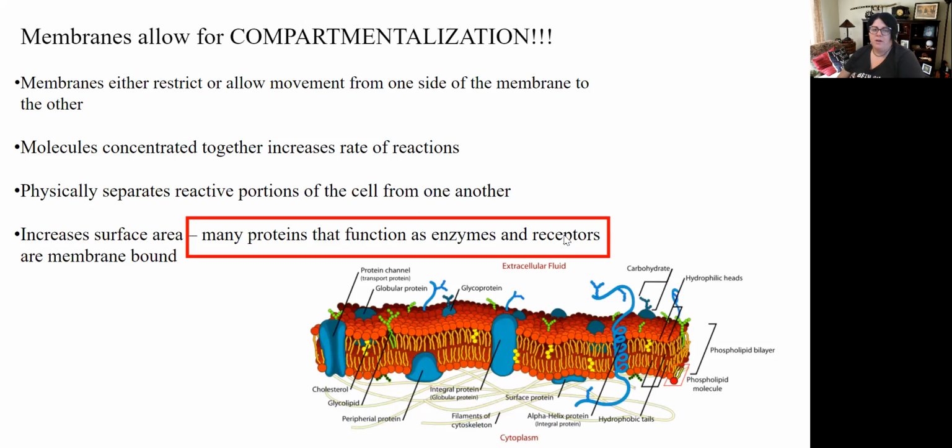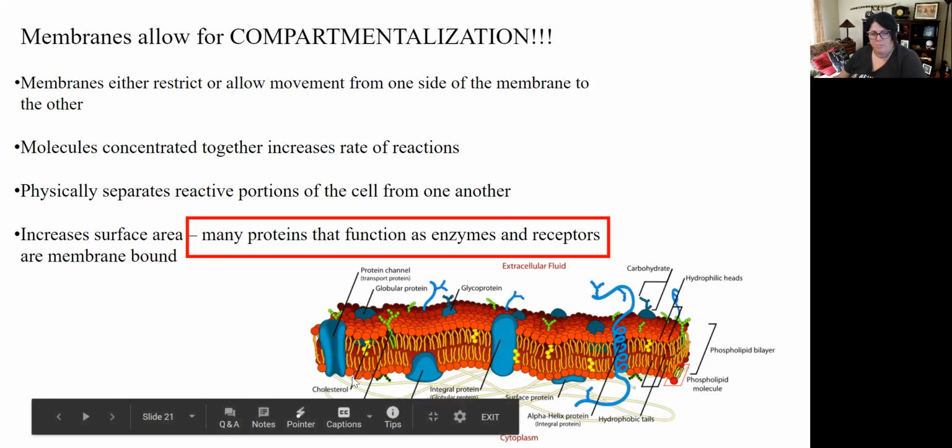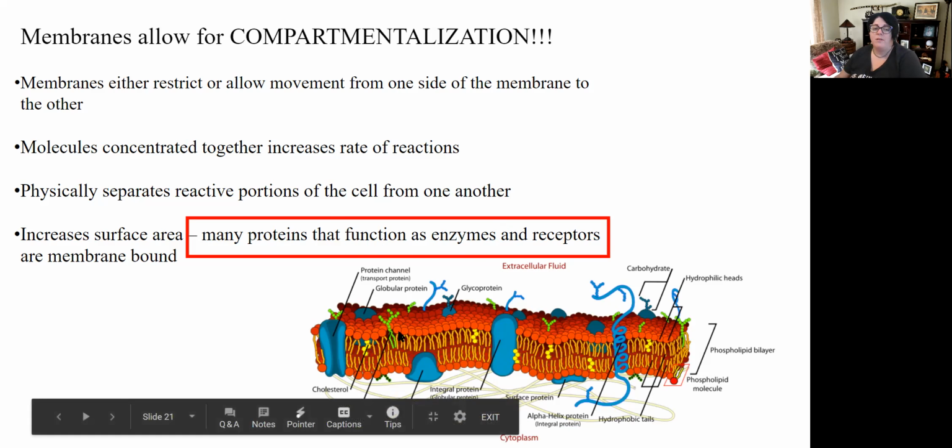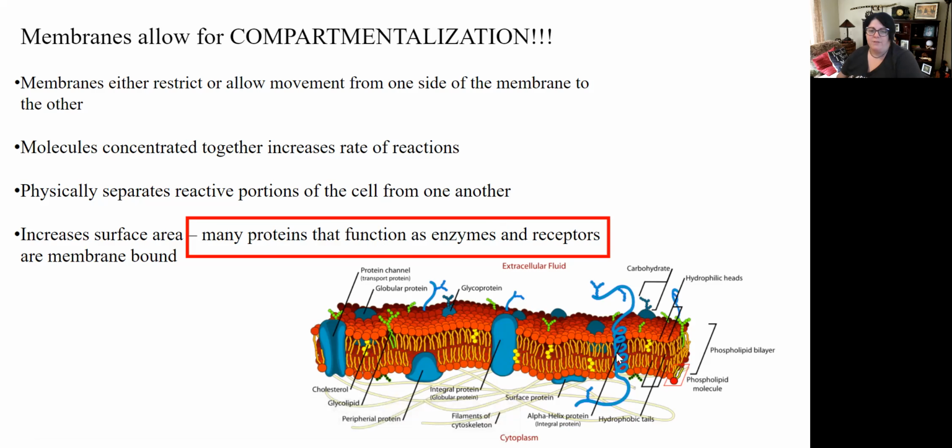Okay, so the big thing for what we're talking about, especially related to metabolism, is that membranes are helping with compartmentalization. This is true both in terms of the larger cell, but also in the membrane-bound organelles that we see in eukaryotes, such as the nucleus, the mitochondria, and the chloroplast in plants, and those are really important for metabolism. The molecules being concentrated together, like the proteins that can act as enzymes and receptors, you can see them in this membrane. Having them close together in the membrane is important, and also having more membrane gives you more places to have these proteins.